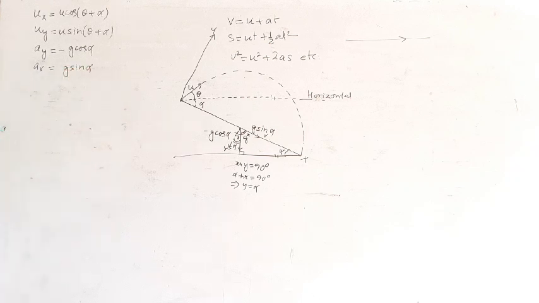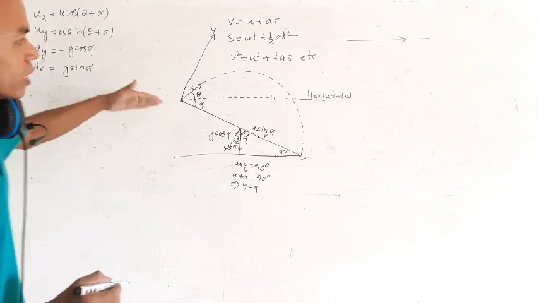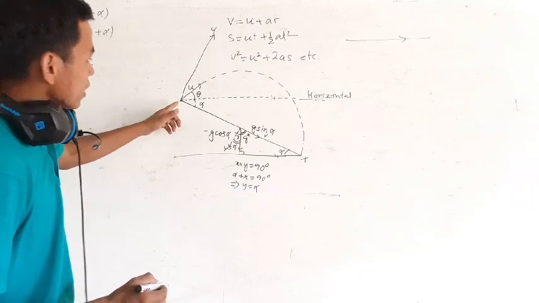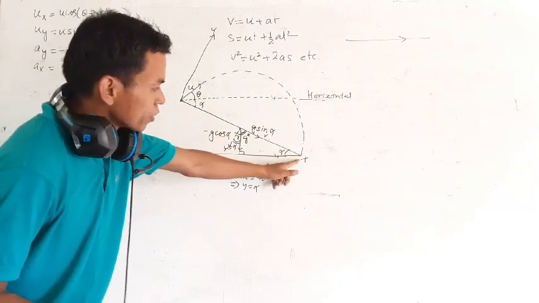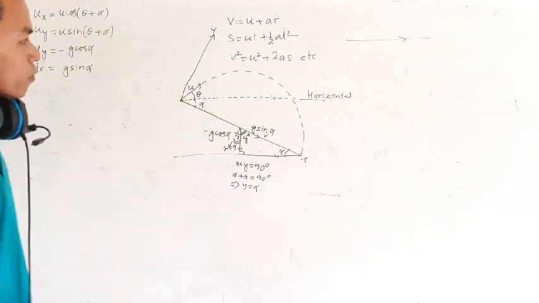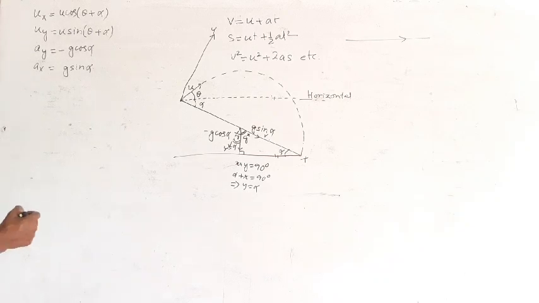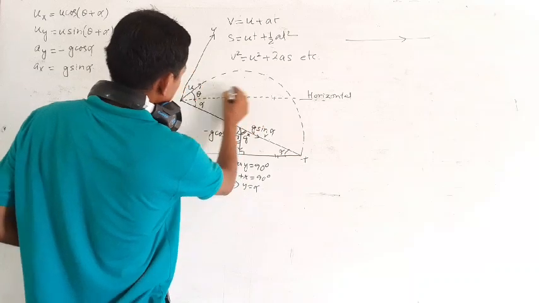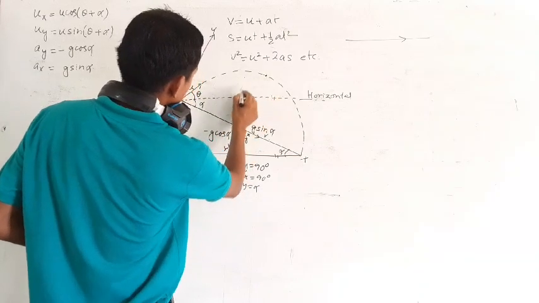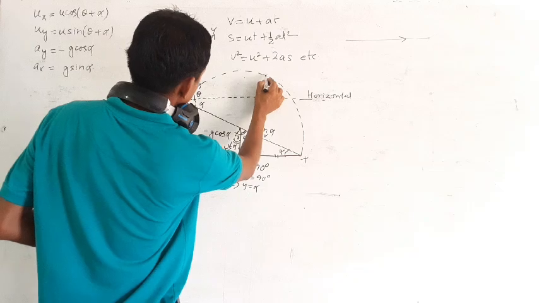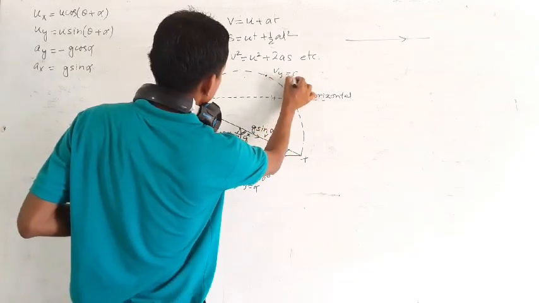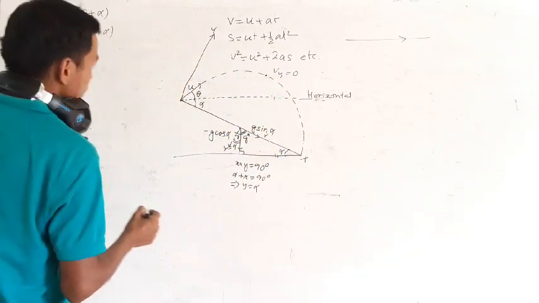Now, to find out the time of flight. Time of flight means the time during which the projectile will be in the air before striking the ground. The time between the point of projection and the point of hitting the ground, that we call the time of flight of the projectile. As you know, when the projectile reaches the midpoint of its path, its final velocity along the y direction is 0. That means vy is equal to 0.